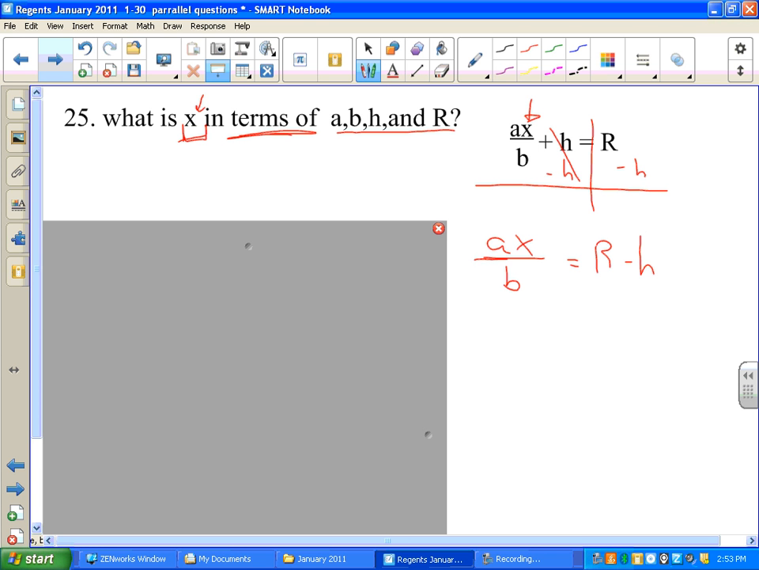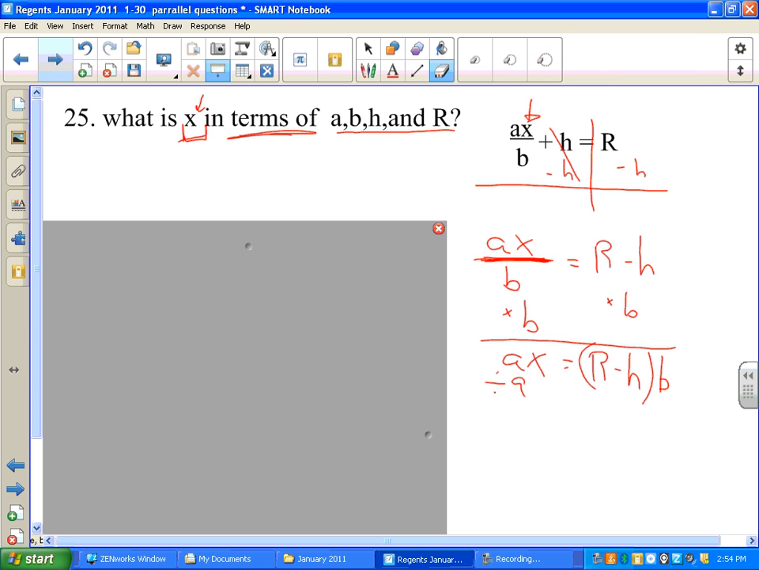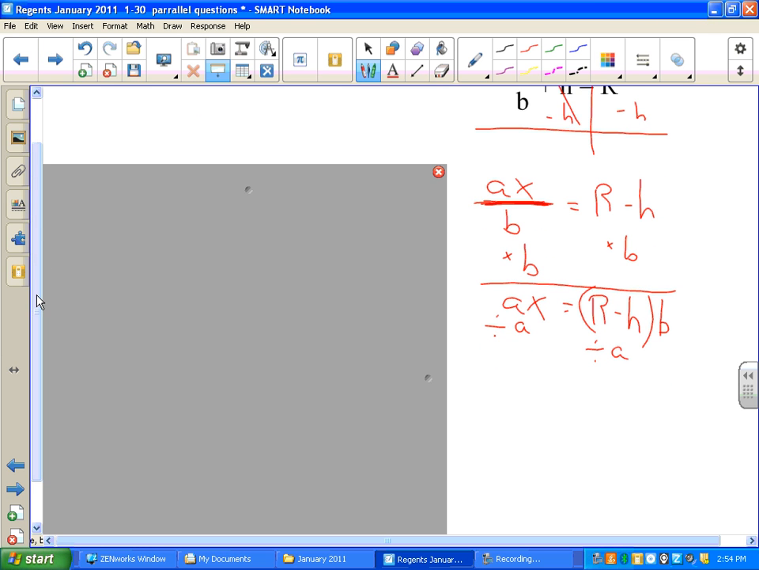Now, I said that this is a times x divided by b, because now we're going to times it by b. Remember, we're multiplying everything on the right-hand side by b. I can either write r minus h times b, or I could have written b times r minus h. Well, the x isn't by itself yet. I have to divide by a. Now, when I'm dividing by a, I'm going to write it as a fraction.